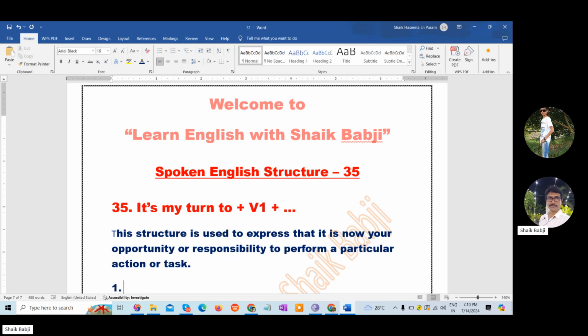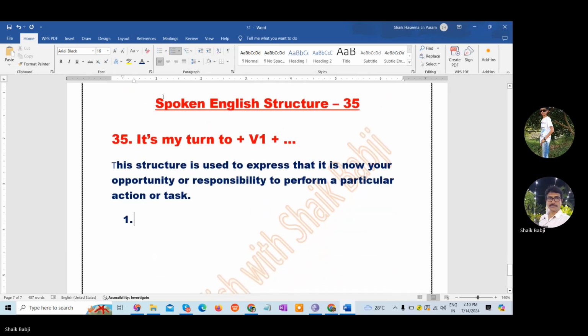Okay, now let's see some examples. The first one, it's my turn to cook dinner tonight. It's my turn to cook dinner tonight. Means it's turn to me. Means it is the responsibility to perform some action. Means some task. What is a task? To cook dinner tonight. Okay.